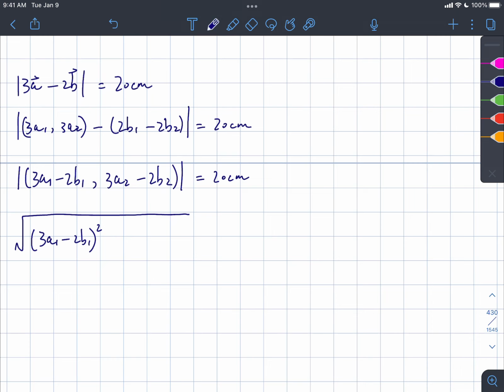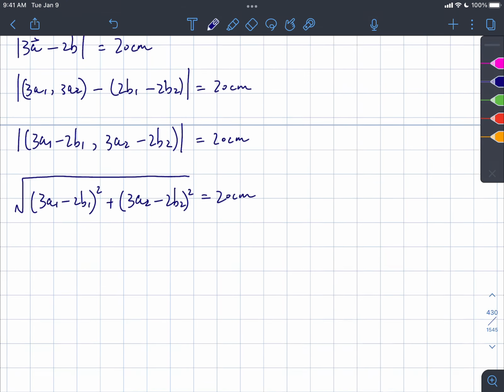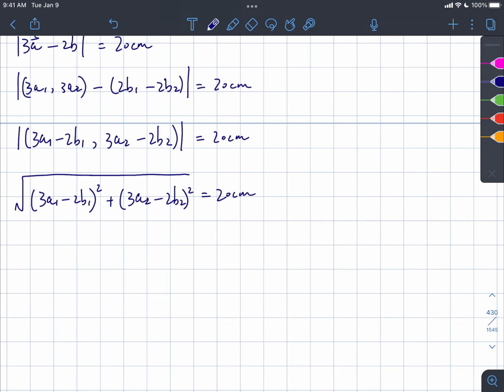All squared, plus the vertical component, all squared, right? And then that's equal to 20. So now there's some algebra that we need to do, right? Expand the brackets to see how it looks like. So let's do that.